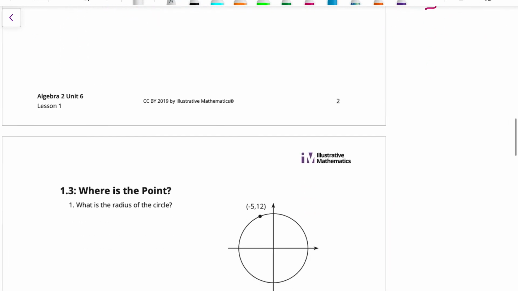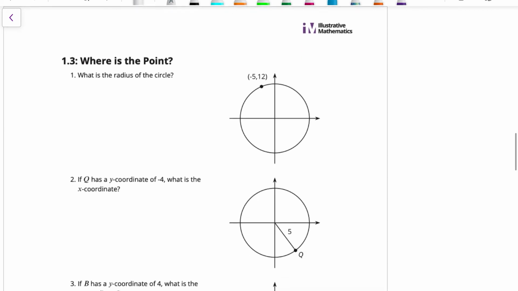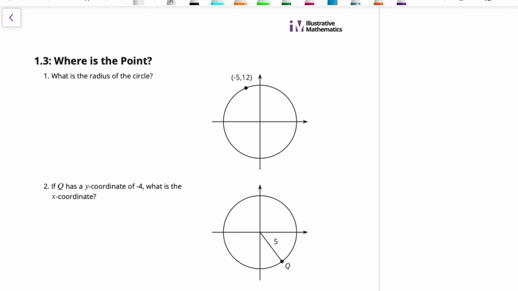All right, let's take a look at 1.3. What is the radius of the circle? So we have this circle and its center is at the origin, and we have a point that is on the circle at -5, 12. One of the things we can do to find that radius is we know that this height is 12 because that y value is 12. We know that the horizontal distance away from the origin is -5, right? And so we can connect that to make what kind of triangle? A right triangle. This is the radius. And we know something special about right triangles.